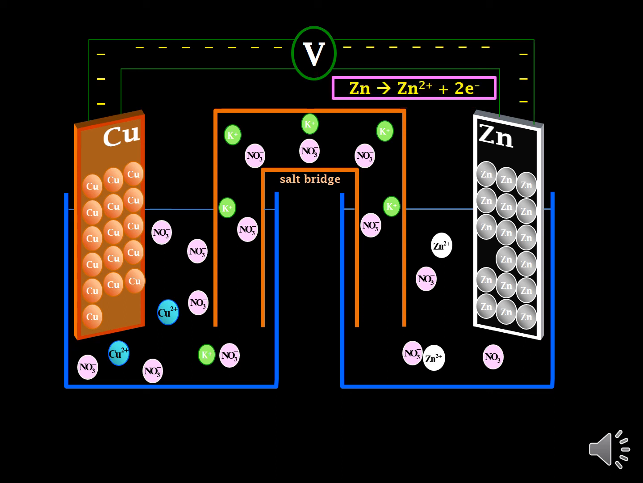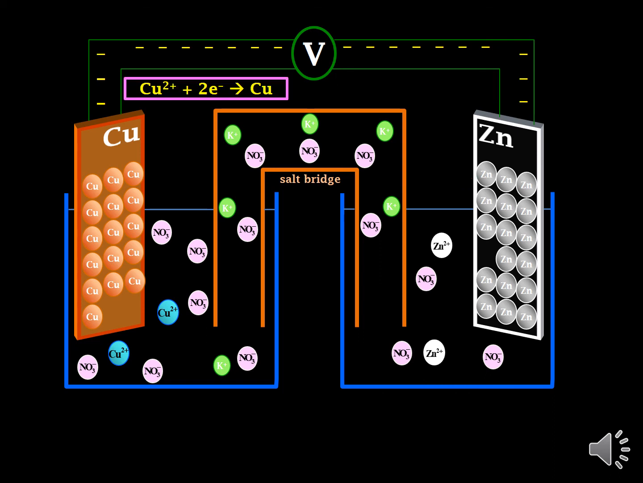In the right compartment, the zinc atoms of the zinc electrode lose electrons and convert into the zinc ions. In the left compartment, the copper ions from the electrolyte move towards the copper electrode and gain the electrons which are coming from the zinc electrode and convert into the copper metal, and this copper metal gets deposited on the copper electrode.